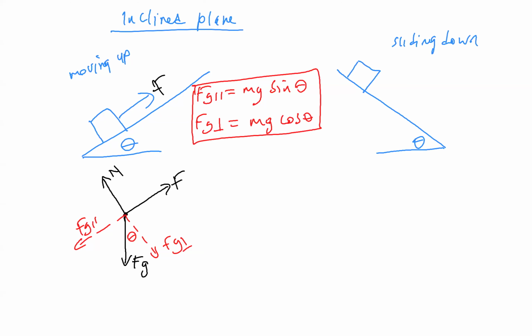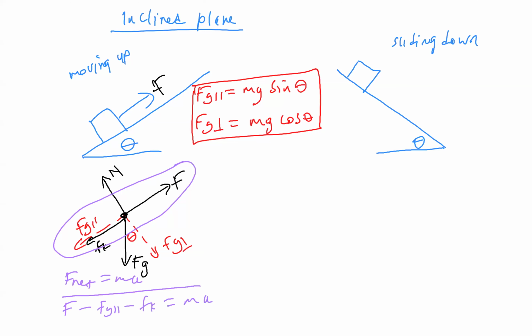We define Fnet only on the forces acting parallel to the surface, right? But we also have friction here. We forgot to indicate the frictional force because we are not told that the surface is frictionless. So the forces acting parallel to the surface are these forces. Therefore, Fnet equals MA. This is F applied minus FG parallel minus FK equals MA. This is how we define Fnet.